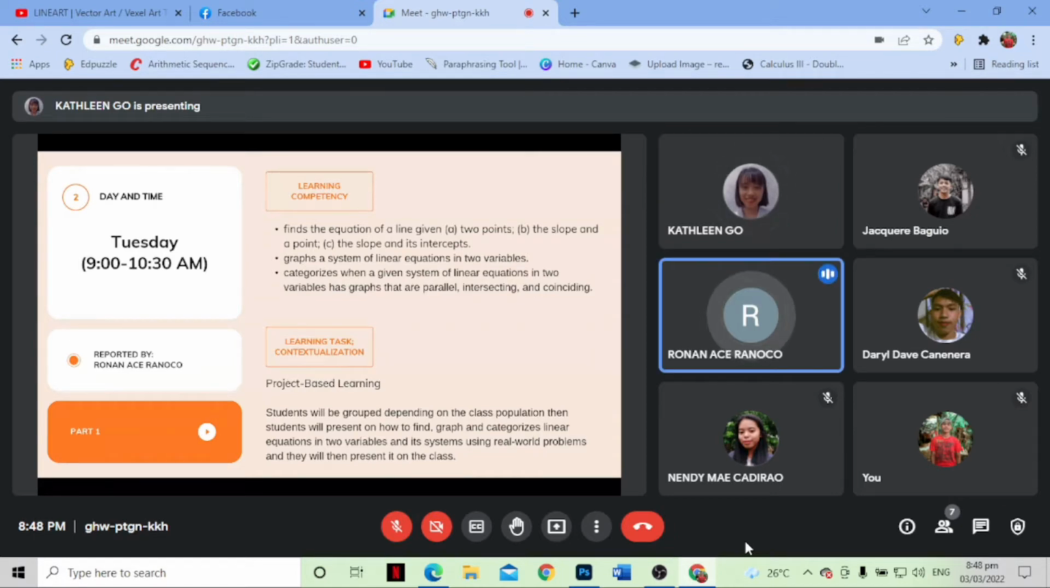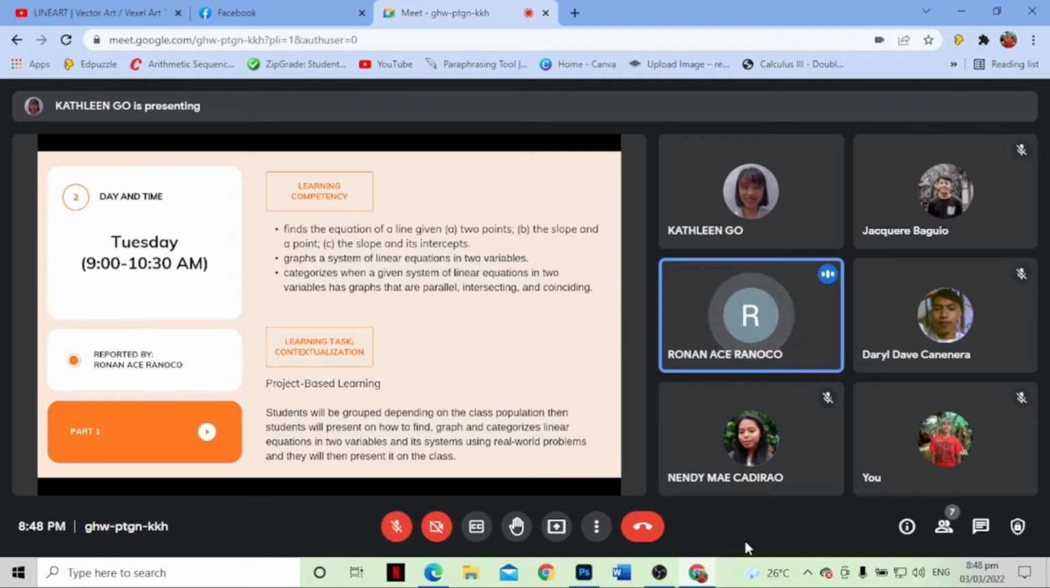Then for Tuesday, the agreed time is 9 to 10:30 a.m. Our learning competency will find the equation of a line given 2 points, the slope and a point, the slope and its intercepts. Graphs a system of linear equations in two variables. Categorizes when a given system of linear equations in two variables has graphs that are parallel, intersecting, and coinciding.